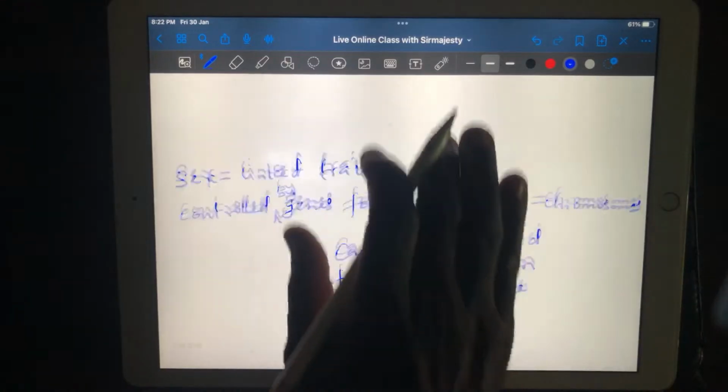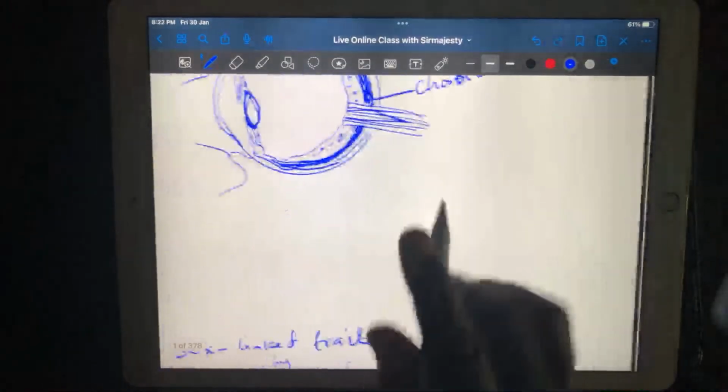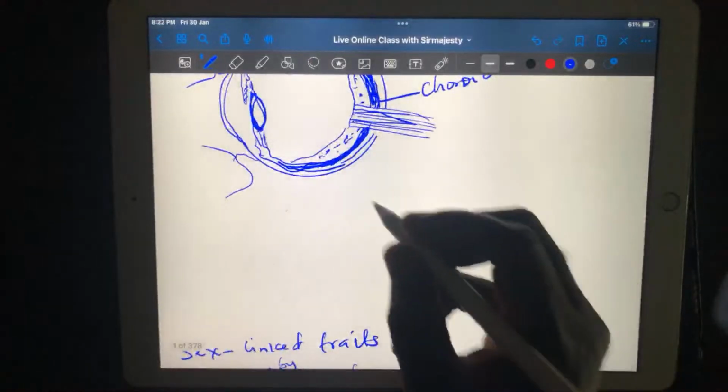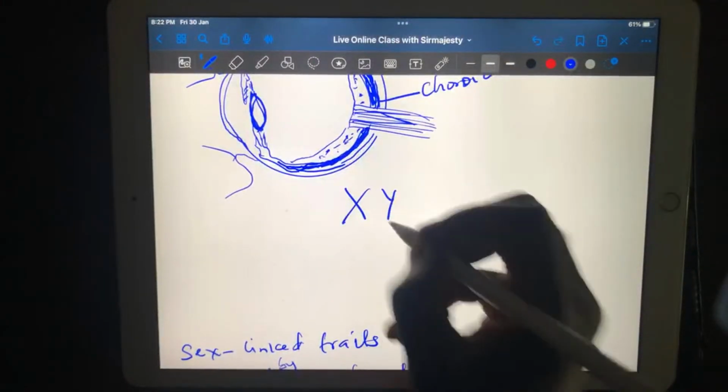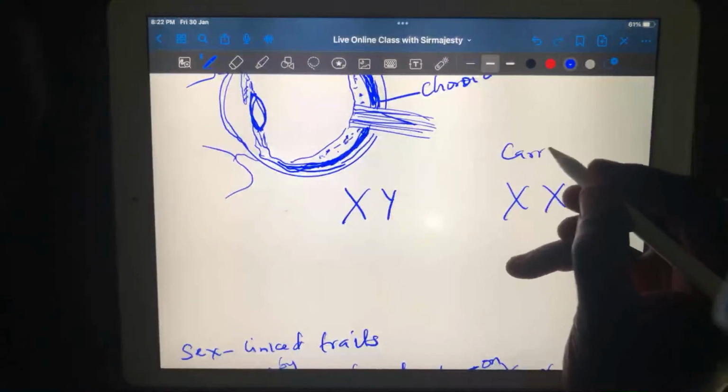Now, let me draw it. Stay on to see a detailed video on this crossing. I want to cross so that you know the answer. This is the man, X, Y. This is the woman. Remember, the question called this woman a carrier.